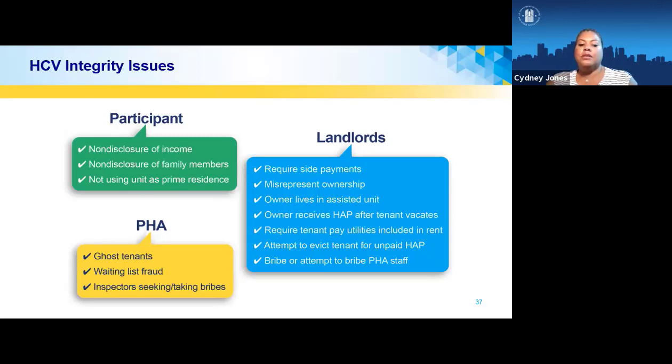Now, when it comes to landlords, there are integrity issues that the board should be aware of there as well. Landlords who require side payments, that's not allowed. Landlords who misrepresent ownership, collecting a HAP check but not owning the property. The owner living in the assisted unit and receiving voucher assistance, requiring tenants to pay utilities that should be included in the rent, attempting to evict a tenant for unpaid HAP, bribing or attempting to bribe PHA staff like an inspector. Those are all violations of the program rules.